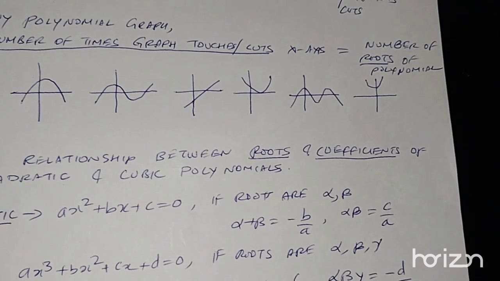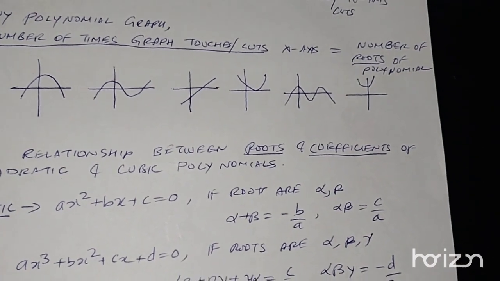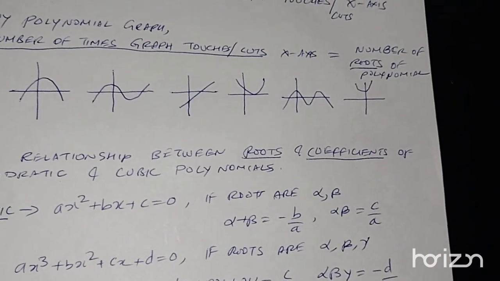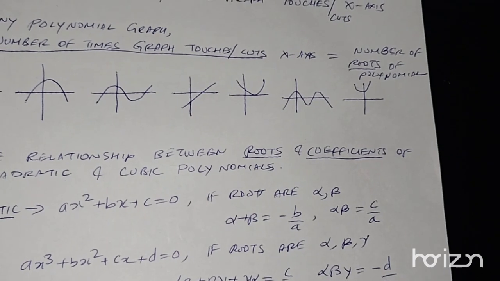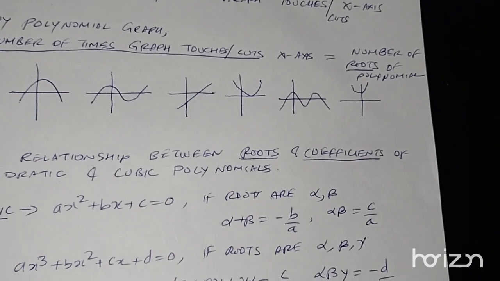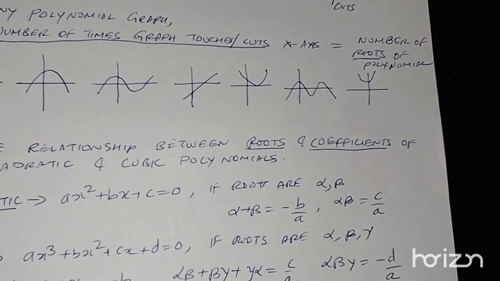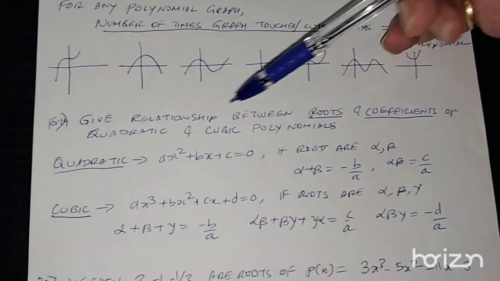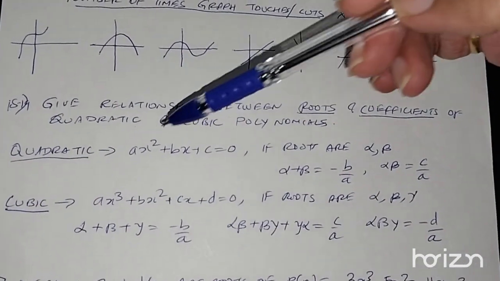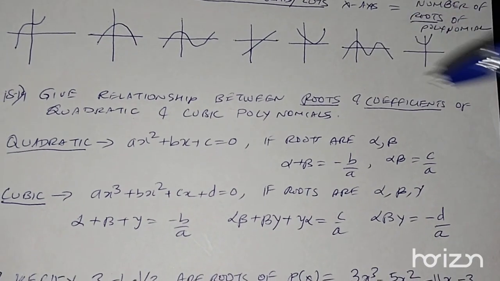It has no roots. So the number of times any graph cuts the x-axis gives the number of roots that polynomial or that equation has. Okay, give the relationship between roots and coefficients of quadratic and cubic polynomials.